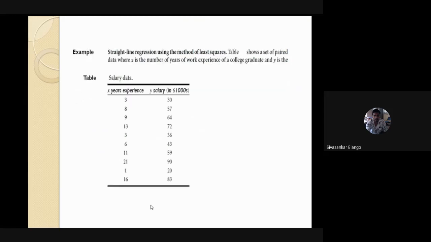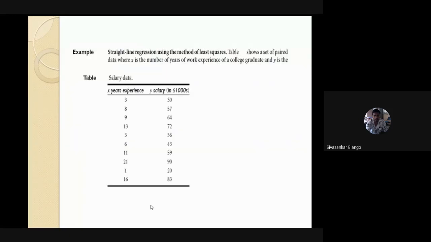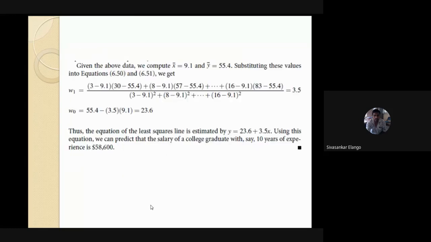Right. So xi minus x bar is going to be 3 minus 9.1, yi minus y bar is going to be 30 minus 55.4. The next value is going to be 8 minus 9.1, 57 minus 55.4, and so on. So summation of (xi minus x bar) into (yi minus y bar) divided by summation of (xi minus x bar) whole square gives you the value of w1. Once you get the value of w1, you'll be able to calculate the value of w0.